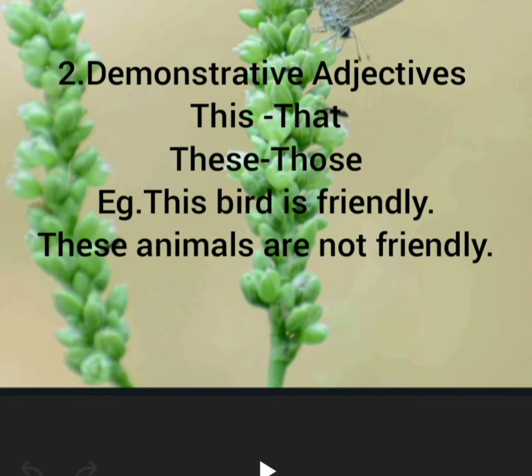By using these demonstrative adjectives, we can say this phone is mine and that phone is mine. The same thing can also be situated in different places. It shows the different places. By using these demonstrative adjectives this and that, we can define that.